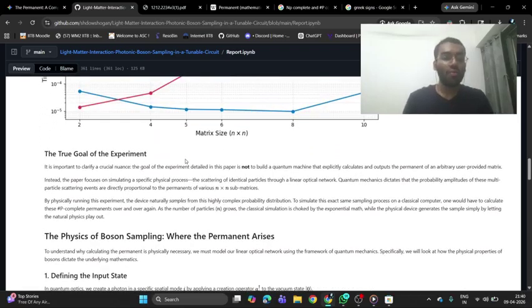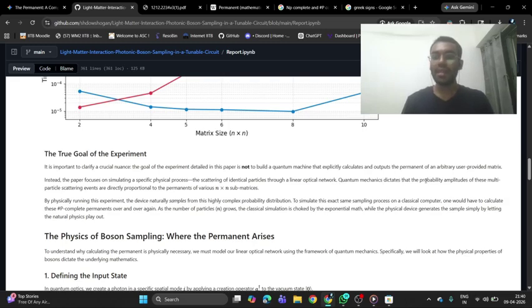The true goal of this experiment. It is important to clarify a crucial nuance. The goal of the experiment detailed in this paper is not to build a quantum machine that explicitly calculates and outputs the permanent of an arbitrary user-provided matrix. Instead, the paper focuses on calculating a specific physical process, the scattering of identical particles through a linear optical network.